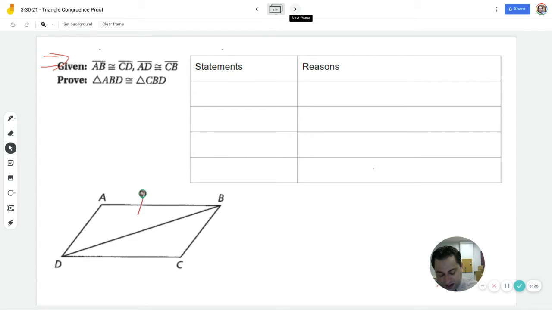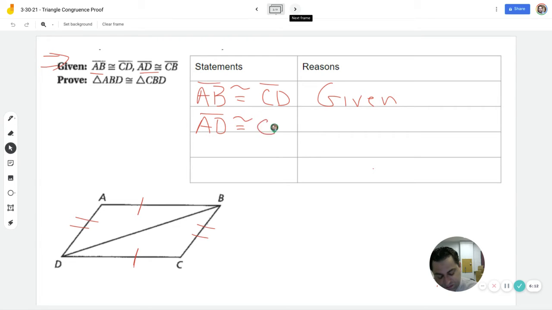I'm going to mark that down on my diagram, and I'm going to write that as a statement. So we have AB congruent to CD, and that was given to me. Then after that, I have AD is equal to CB. So I'm going to mark that with 2 tally marks to differentiate the two equal sides, and I'm going to write that one. AD is congruent to CB, and that was also given.